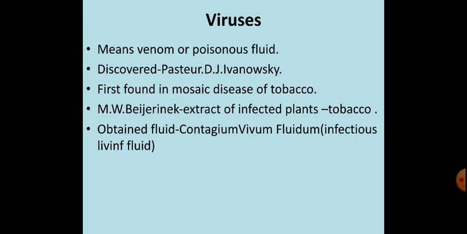So the virus was first found in mosaic disease of tobacco. M. W. Beijerinck did research upon that extract of the infected plants. He found these infections in healthy tobacco plants, and he found an infectious fluid in that particular plant. He named it contagium vivum fluidum, meaning infectious living fluid.